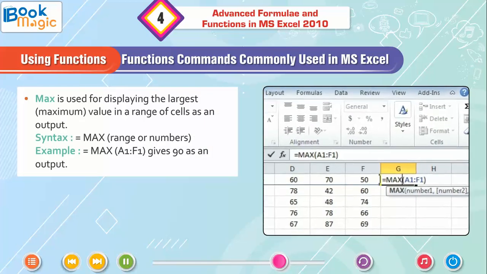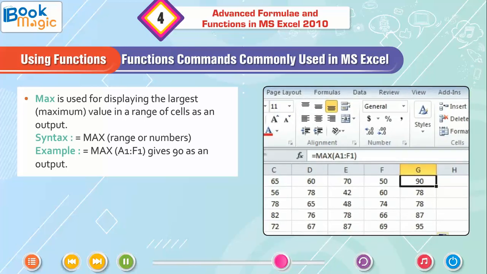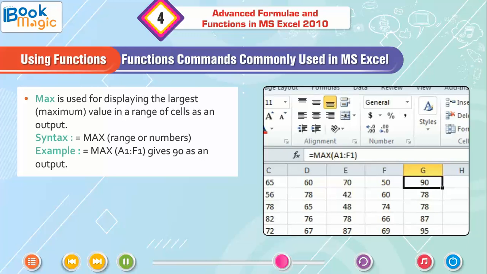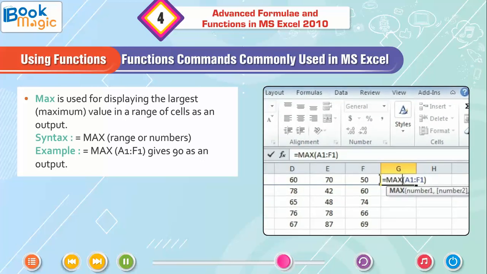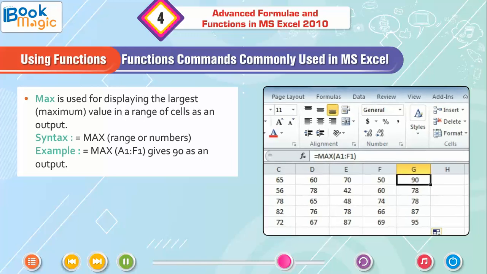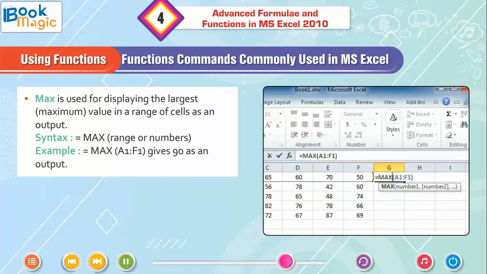Max is used for displaying the largest, that is the maximum, value in a range of cells as an output. Syntax: =MAX(range or numbers). Example: =MAX(A1:F1), with a colon in between, gives 90 as an output.